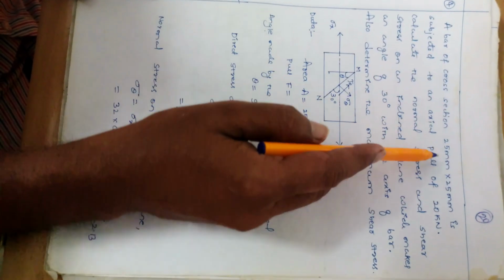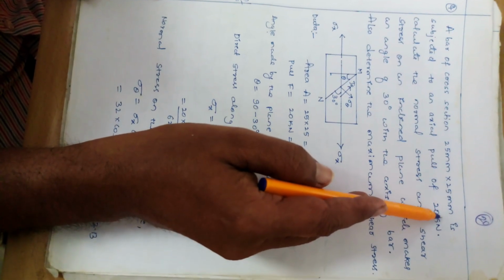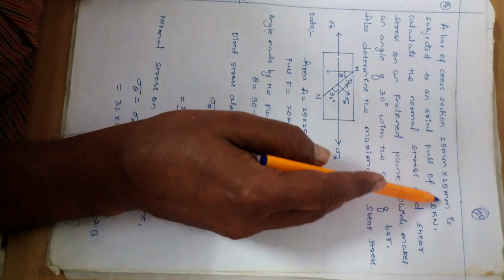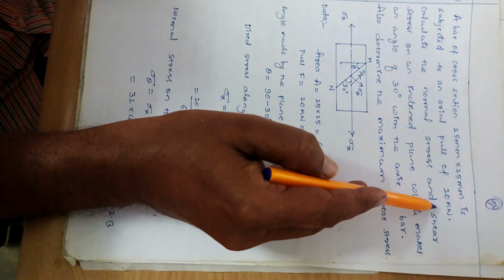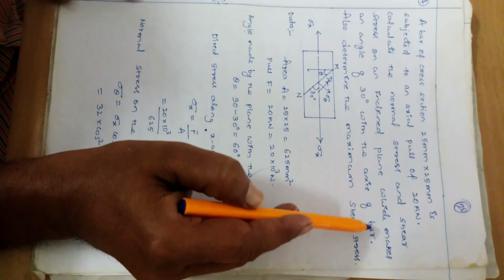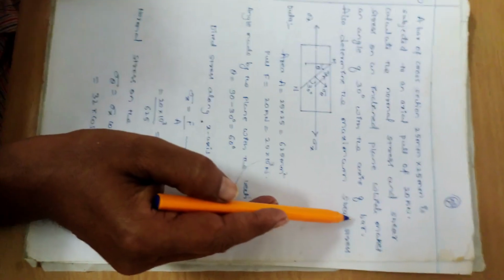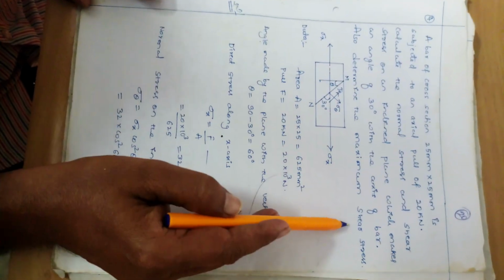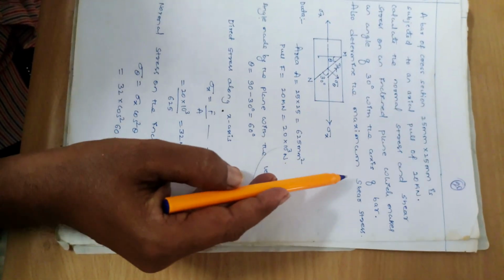A bar of cross section 25 mm into 25 mm is subjected to an axial pull of 20 kilonewton. Calculate the normal stresses and shear stresses on an inclined plane which makes an angle of 30 degree with the axis of the bar. Also determine the maximum shear stress. So this is the problem given on the principal stresses.